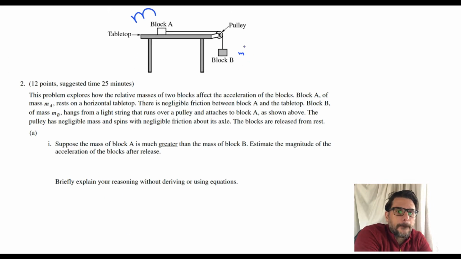If block B has a tiny mass compared to the one of A, it won't be able to produce much of an acceleration. Block A will have an acceleration because no matter how light block B is, it will introduce a tension in the system that, without having friction force between the block A and the tabletop, A will eventually gain some speed. So our explanation should describe something as the following. The acceleration will be small, will be negligible, will be almost zero, whatever you want to say. That's the idea.